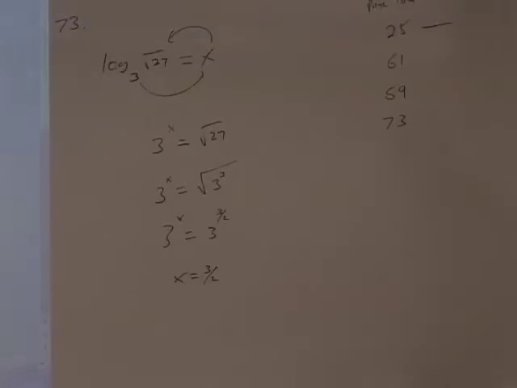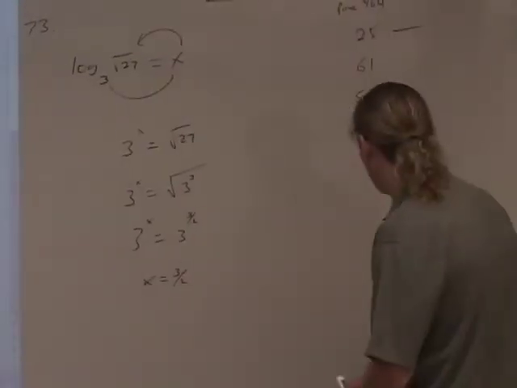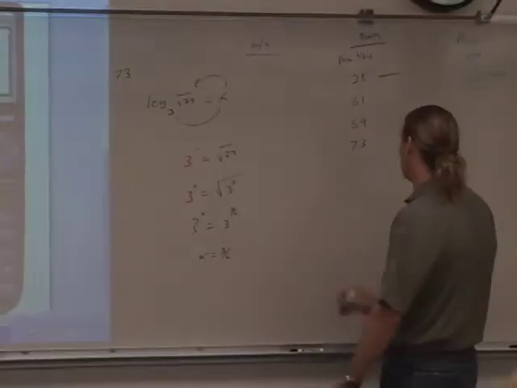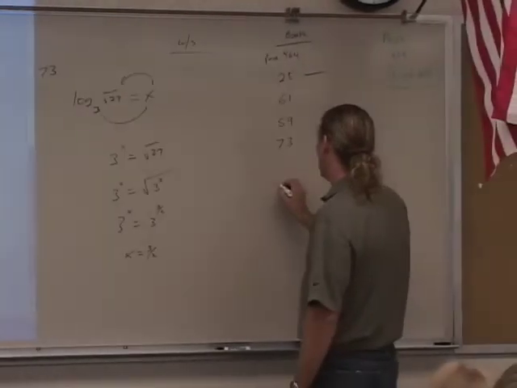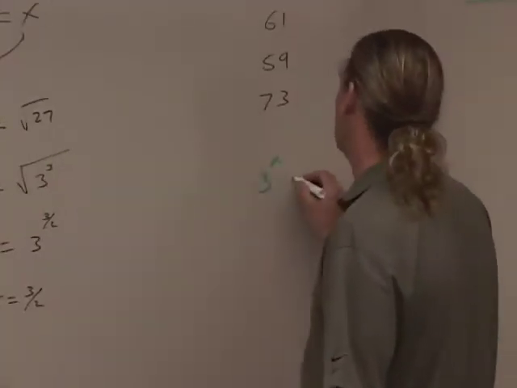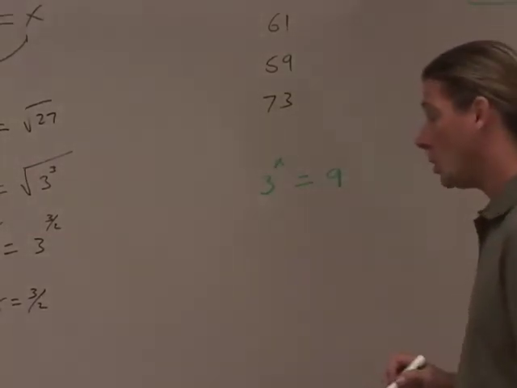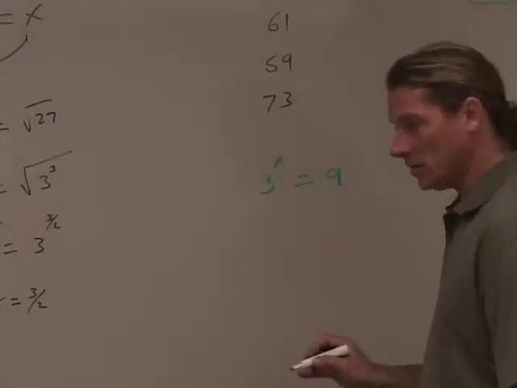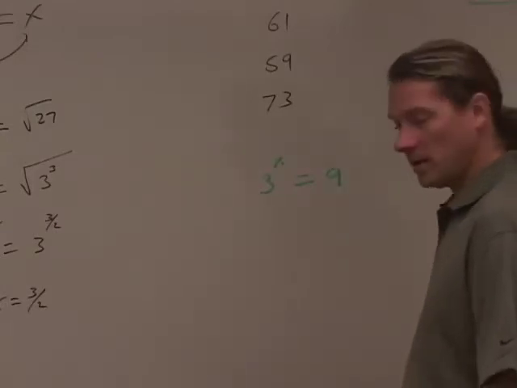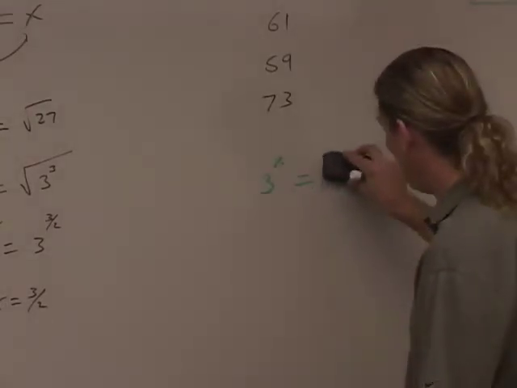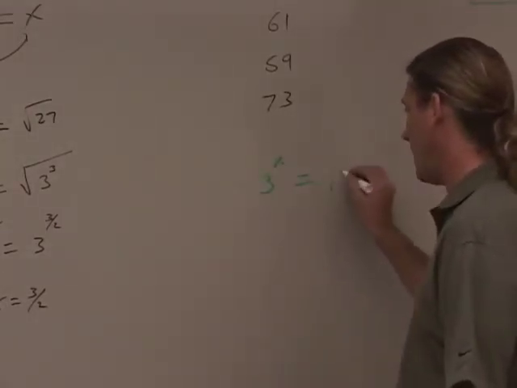Okay, it brings up an interesting point. These types of equations, for example, let's see. 3 to the x is equal to 9. What does x equal? 2. Is everybody okay with that? 3 squared is 9. How about 3 to the x equals 10?